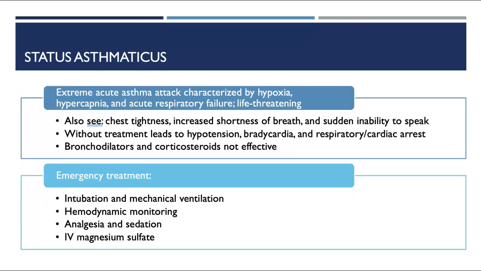Status asthmaticus is an extreme acute asthma attack characterized by hypoxia, hypercapnia, also known as increased CO2, and acute respiratory failure, and it's very life-threatening. You'll also see chest tightness, increased shortness of breath, and a sudden inability to speak. Without treatment, the patient is going to have hypotension, bradycardia, and respiratory and/or cardiac arrest.